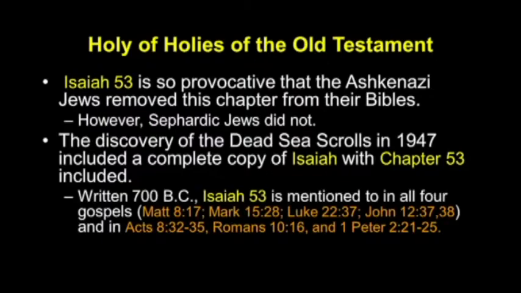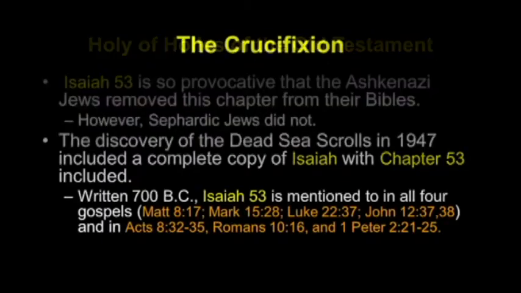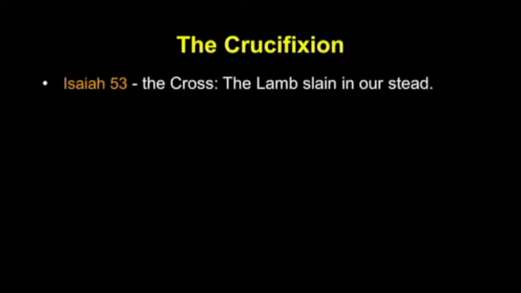Written about 700 BC, we find this passage is alluded to in all four Gospels, and also in Acts, Romans, and 1 Peter, and we'll look at some of those places as we go. And so, what makes it so important? The crucifixion of Jesus Christ. Isaiah 53 will deal with the cross, the lamb that was slain in our place, if you will. And what's remarkable about all of this is that the official form of execution in Israel was stoning.